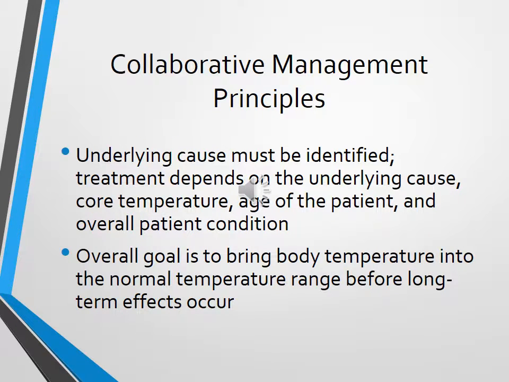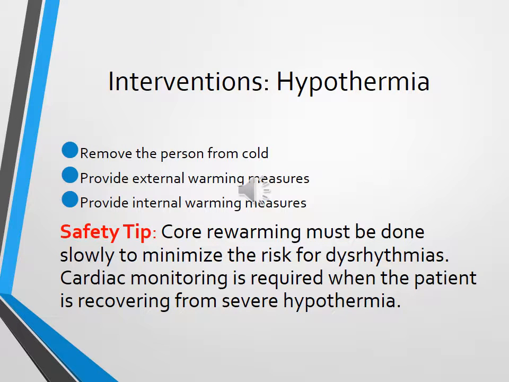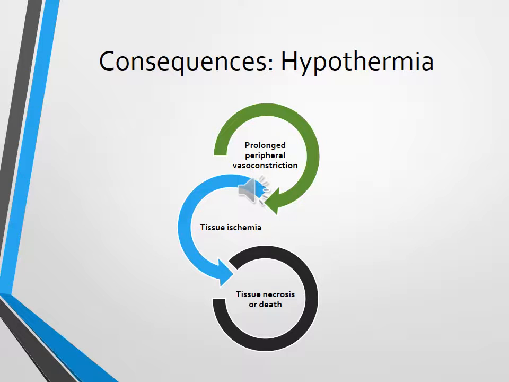Collaborative management: underlying causes must be identified. Your treatment depends on the underlying cause, the core temperature, the age, the condition of the patient, but the overall goal is to bring body temperature into the normal range before they have long-term effects. Interventions: remove them from the cold, provide external warming and internal warming measures. Safety tip: core rewarming must be done slowly because you don't want to cause any dysrhythmia. You need to cardiac monitor them when they're recovering from severe hypothermia. And you can look at this chart for the consequences.